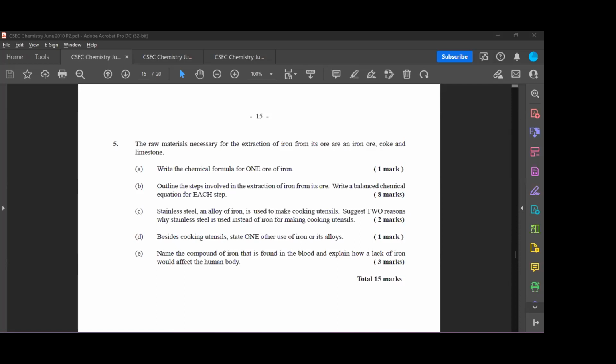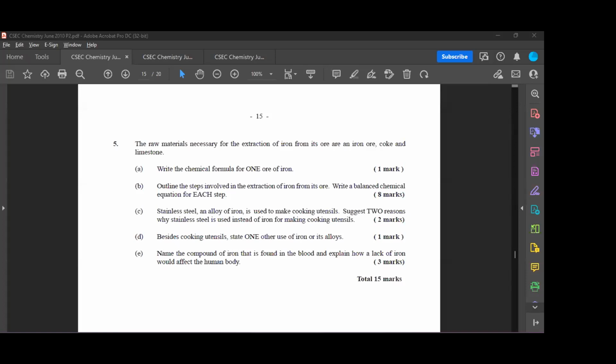Sir, someone wrote in the chat that stainless steel is an alloy, so it is better to use. All right, but that doesn't explain why you'd use it; saying it is better to use it is actually not a reason. Any other suggestion?